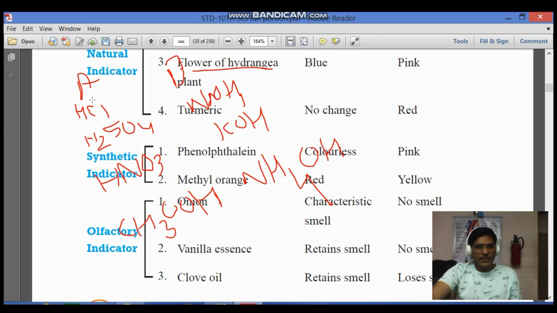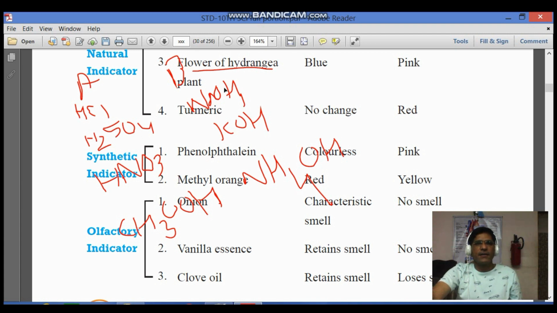If acid is there and I put phenolphthalein in it, then it is colorless. But if a base is there, it is pink. Acetic acid and all these are acids. Even if an acid solution is there and I put phenolphthalein in it, it is colorless. But if I put methyl orange, then it will turn red.